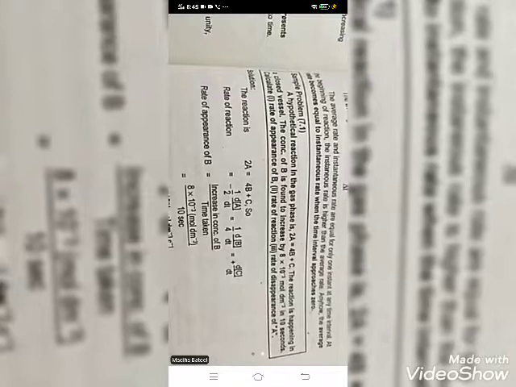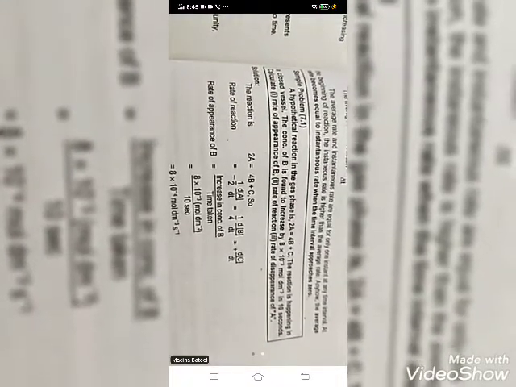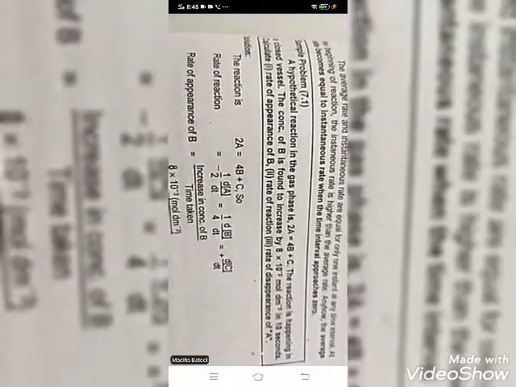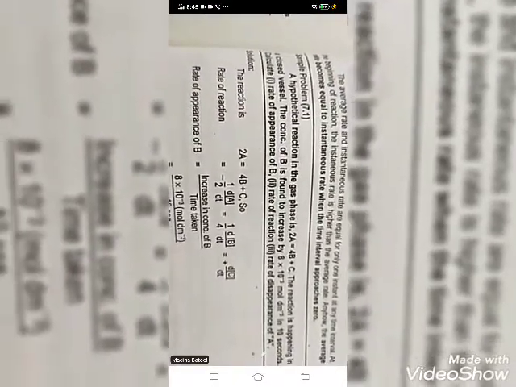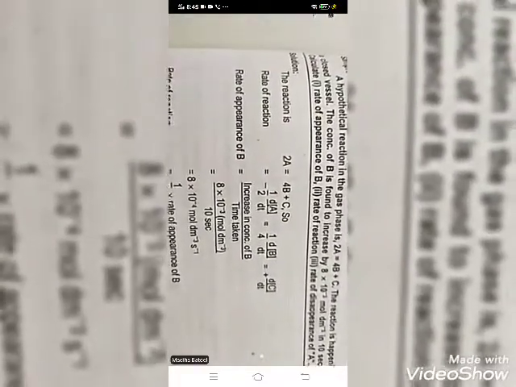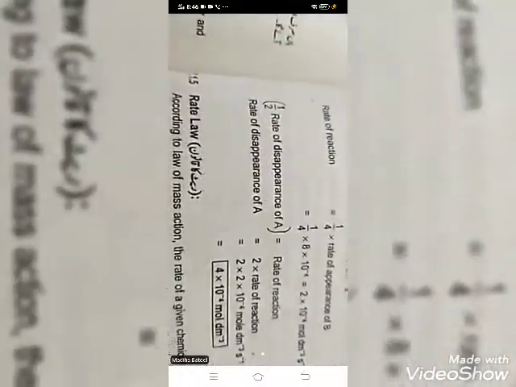Here is a sample problem, students. A hypothetical reaction in the gas phase is 2A goes to 4B plus C. The reaction is happening in a closed vessel. The concentration of B is found to increase by 18 times 10 to the minus 3 mole per decimeter cube in 10 seconds. You have to calculate the rate of appearance of B, the rate of reaction, and the rate of disappearance of A. This is your assignment. Calculate it and tell me the answer. I have given it to you, but you have to attempt this example, which is basically example problem 7.1. OK, we will cover up to the rate law today.